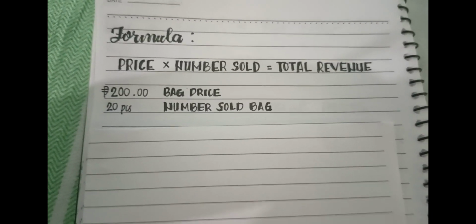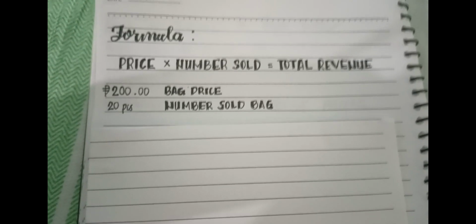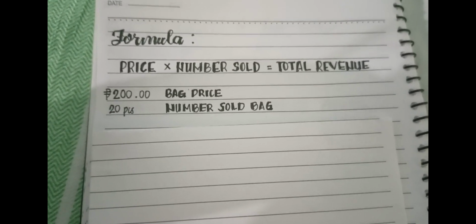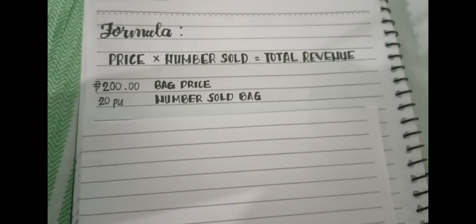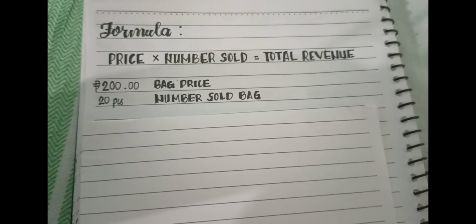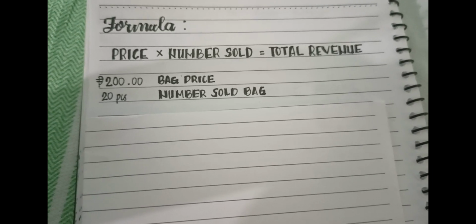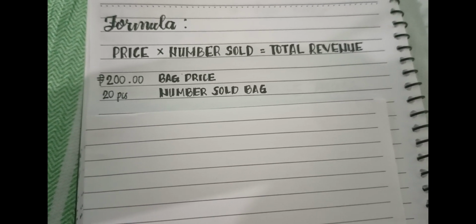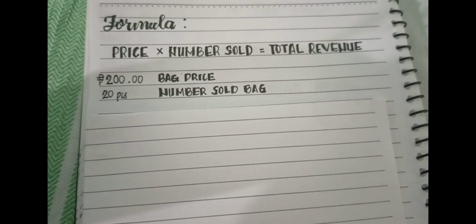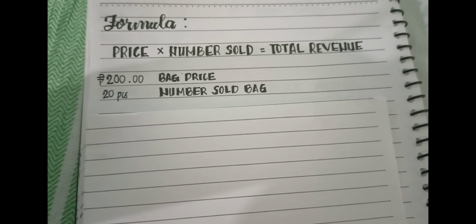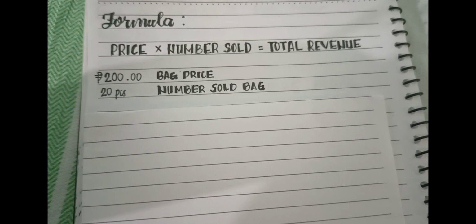In this video, I'll show you how to compute the total revenue. The formula is price times number sold equals total revenue. For example, if you are selling a bag and it costs 200 pesos each and you have sold 20 pieces of the bag, you can calculate your total income by multiplying the price of the bag and the number sold.